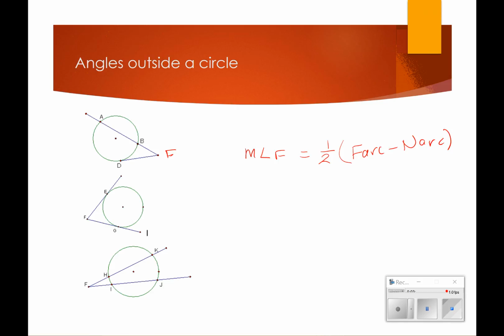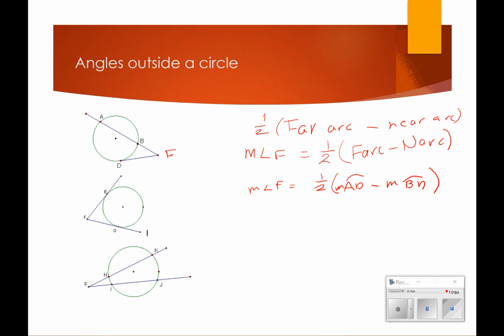Okay? So it's the far arc minus the near arc, or FARC minus NARC, 1/2. All right. So for example, in the top circle, the measure of angle F would be equal to 1/2 the measure of arc AD minus the measure of arc BD.